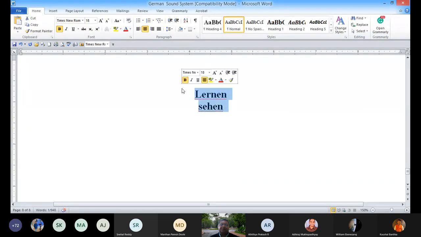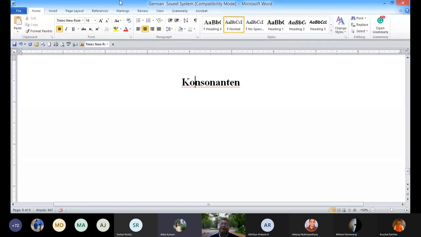There might be bigger words. For example, if I give you this particular example, Konsonanten, this is the sound and the meaning is consonants. Now try to tell me how many syllables this particular word has and how you are going to break it. 4. Yes, 4. So how will you break it? Konsonanten.